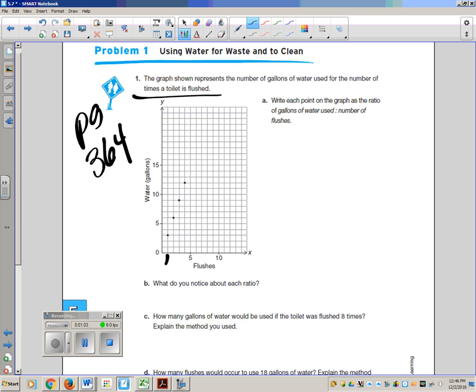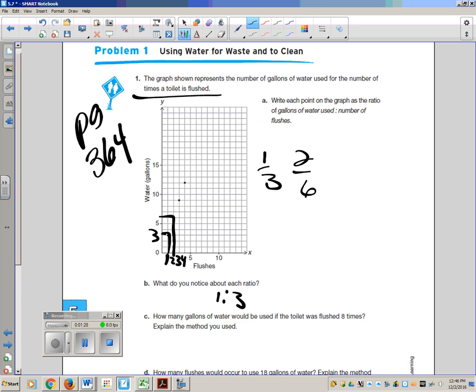We're going by ones. 1, 2, 3, 4, 5. Gallons also going by ones. So if you flush it once, you use 3 gallons. If you flush it twice, it's 6. So it's a 1 to 3 ratio, 2 to 6, and continues from there. What do you know about each ratio? It's a 1 to 3 ratio.